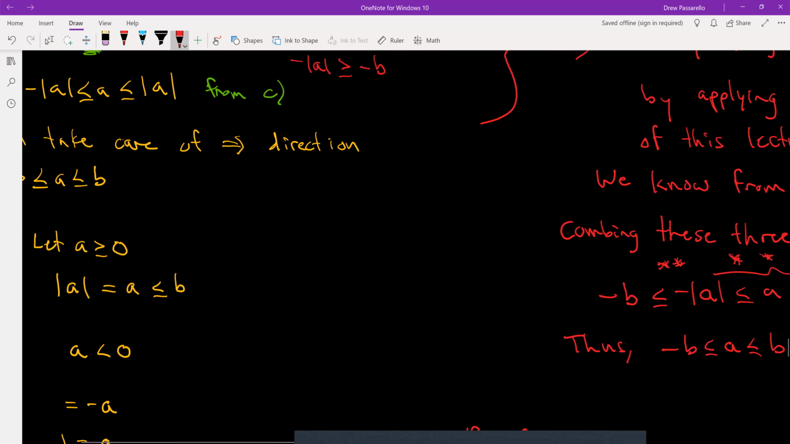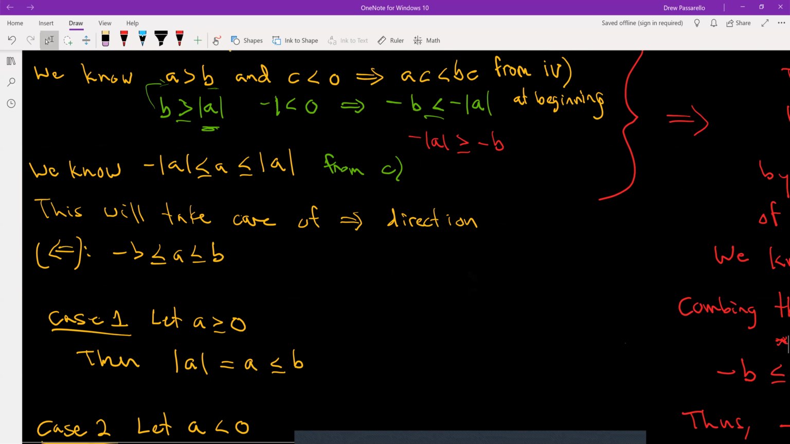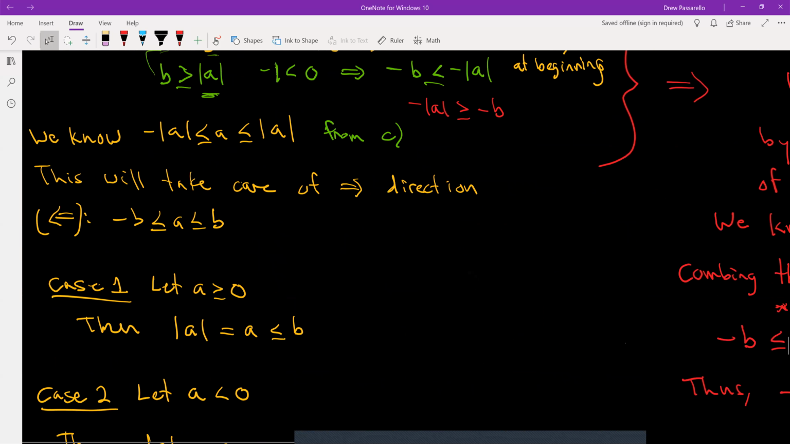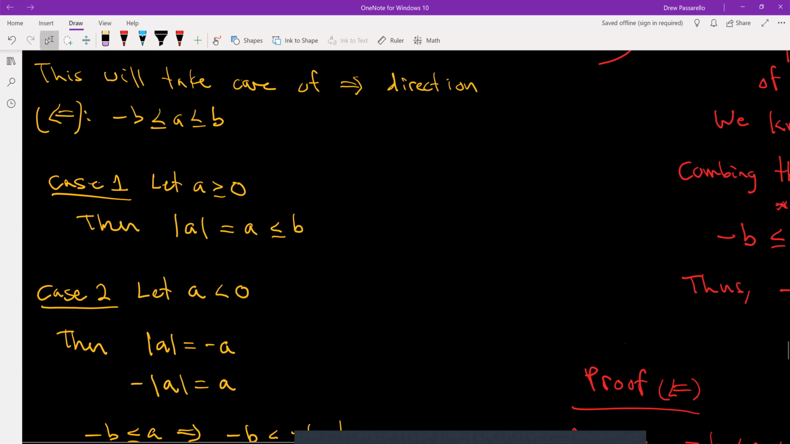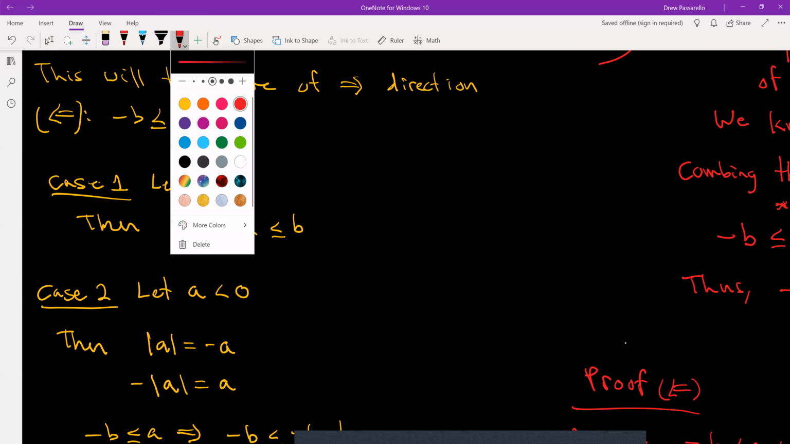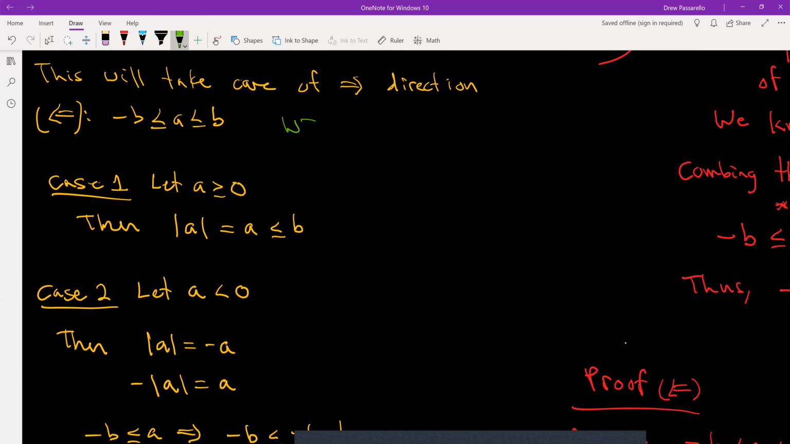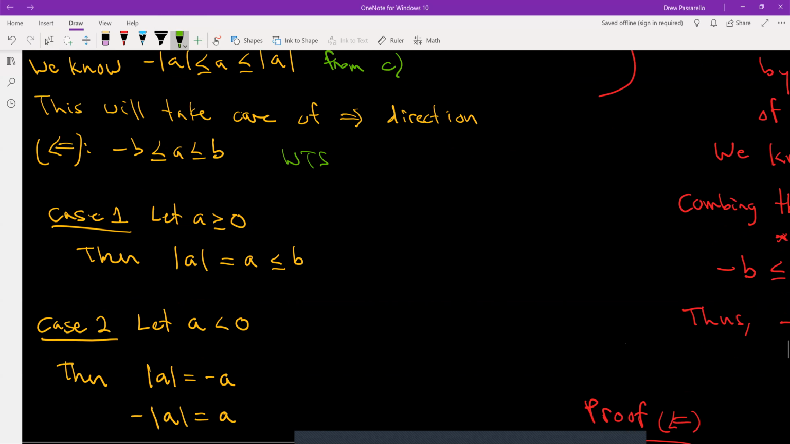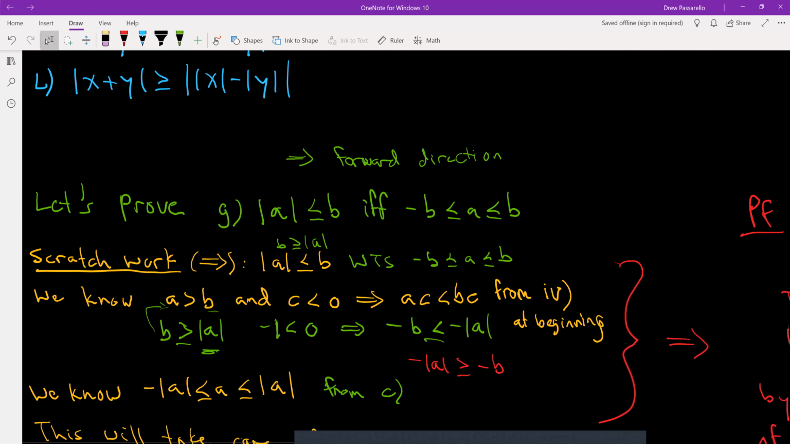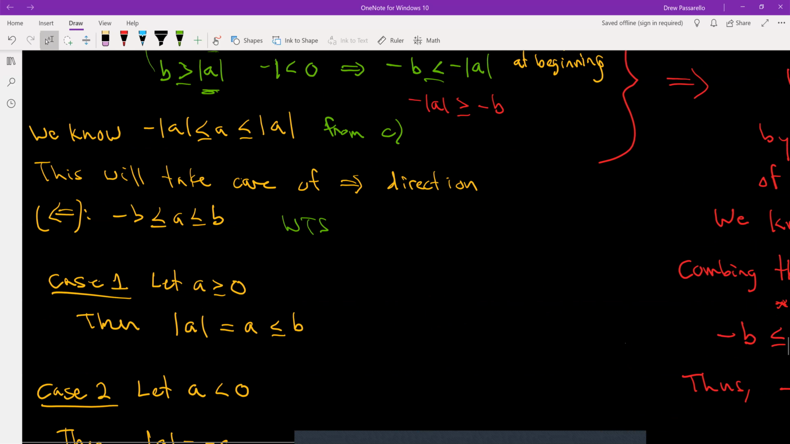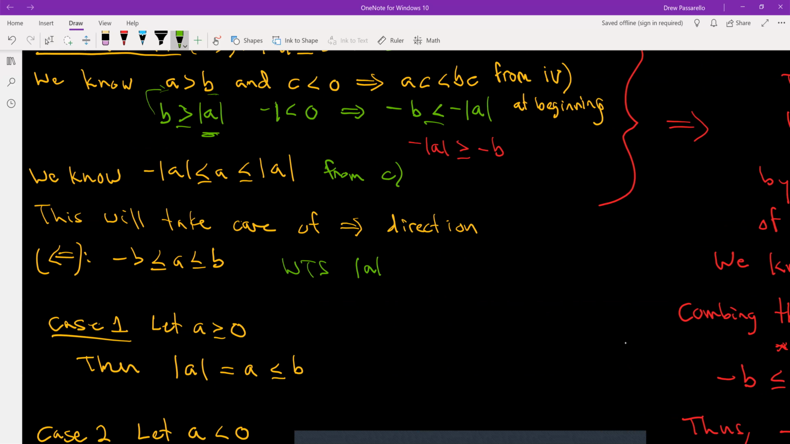Now the backward direction, we're using the assumption this time that negative b less than or equal to a less than or equal to b. And we're wishing to show what we started with as the assumption in the previous one. So we're wishing to show that the absolute value of a is less than or equal to b.